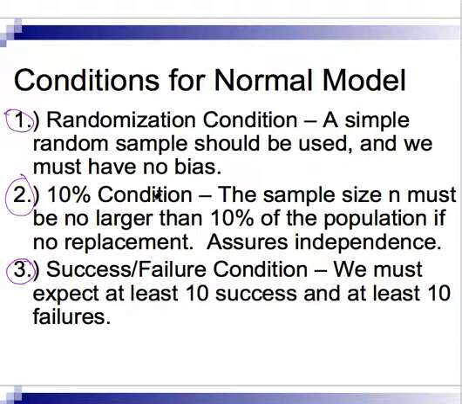The 10% condition: the sample size n must be no larger than 10%, and that is assuring independence. So no larger than 10% of the whole population. We can't use any more than that. And this came up with the binomial distribution last chapter, that we have to expect at least 10 successes and 10 failures. So n times p has to be greater than or equal to 10, and n times q has to be greater than or equal to 10.